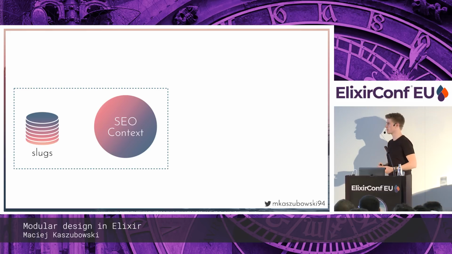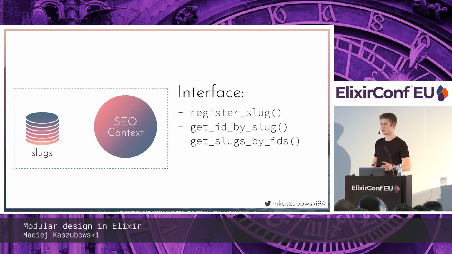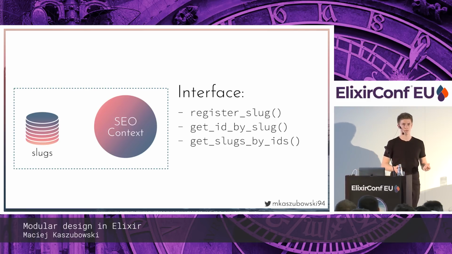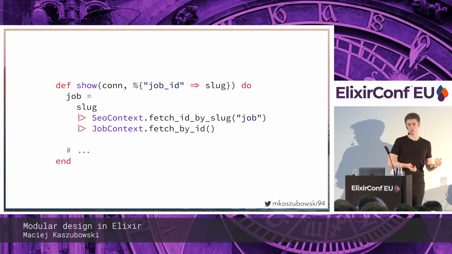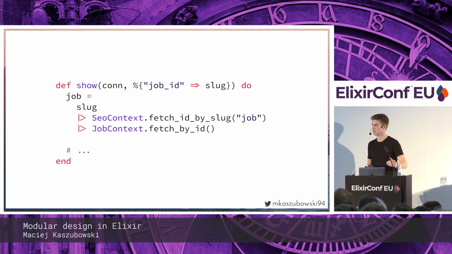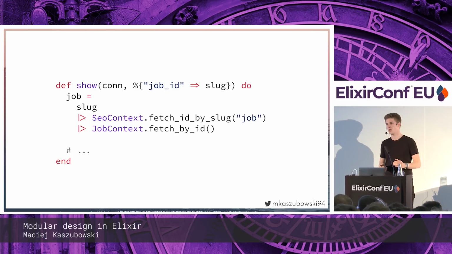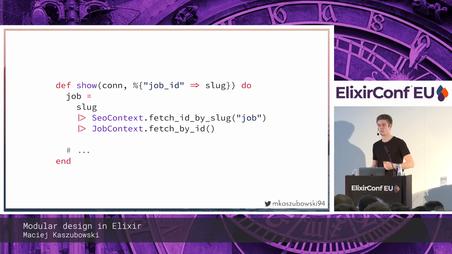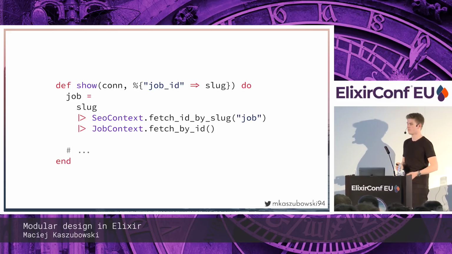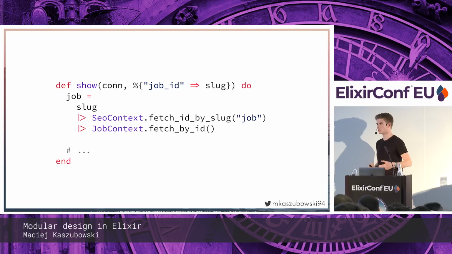We can also provide a simple interface that allows this module to interact with the rest of the system. So the only way we use this module is to call the register slug function when we want to add a new slug to the system, and then we can fetch the ID by slug and fetch the slug by IDs. So in the controller, we do this. We take whatever the client sends us, put it into the fetch ID by slug function. It returns the ID of the job, and we pipe it into the job context to fetch the job by ID.